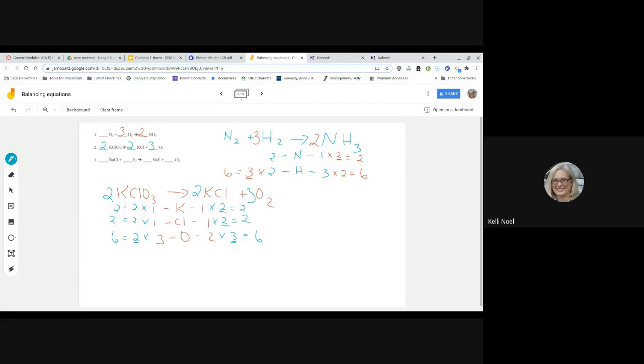All right, let's look at this last one. Maybe I'll have room down here. NaCl, again, that's Cl, F2 yields NaF plus Cl2. So I have Na, which is sodium, Cl chlorine, and F fluorine. So 1 sodium on the left and 1 chlorine, 2 fluorine, 1 sodium on the right, 1 fluorine, 2 chlorine.